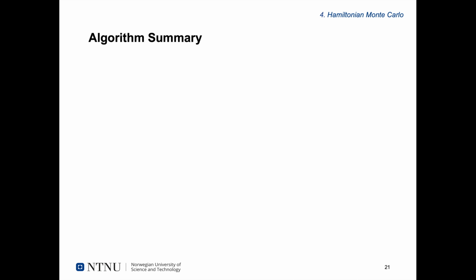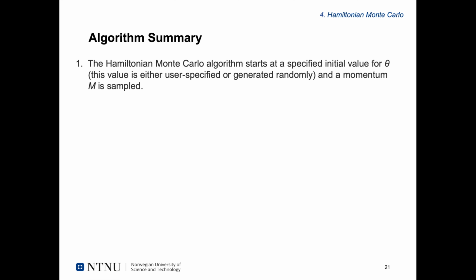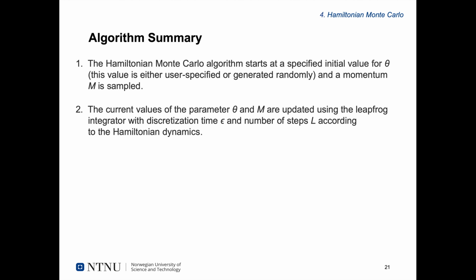To summarize, the Hamiltonian Monte Carlo method makes a proposal by computing a trajectory according to Hamiltonian dynamics implemented with the leapfrog method. Specifically, it starts with an initial value for theta, either specified by the user or generated randomly, and an initial value for m sampled from a pre-specified probability density function. Then the leapfrog integrator updates the values of theta and m with discretization time epsilon and the number of steps L, according to the Hamiltonian dynamics.